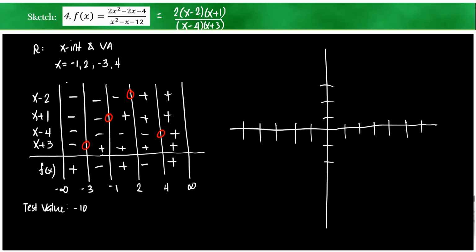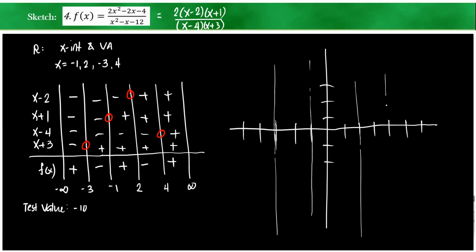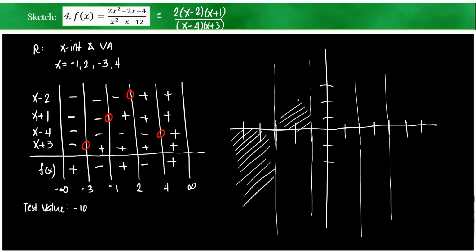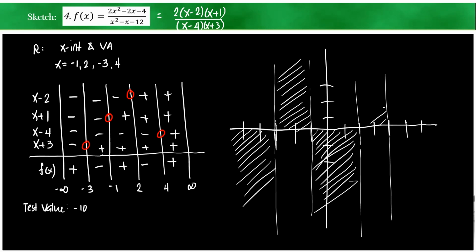Okay. So the regions are -1. Let's draw a light line. -3, 2, and 4. Okay. From -3 onwards, shaded, then negative, so shaded on top. Positive, so shaded at the bottom. Shaded on top again. And again, shaded at the bottom.